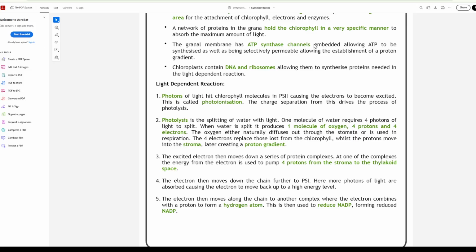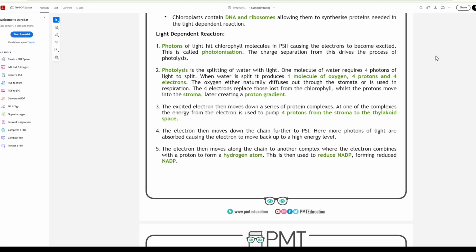What does the light hitting the chlorophyll molecule cause? Electrons to become excited. This is called photoionization. The charge separation from this drives the process of photolysis. Photolysis is the splitting of water with light. One molecule of water requires 4 photons of light to split. It produces one molecule of oxygen, 4 protons, and 4 electrons. The oxygen either diffuses out through the stomata or is used in respiration. Interesting.